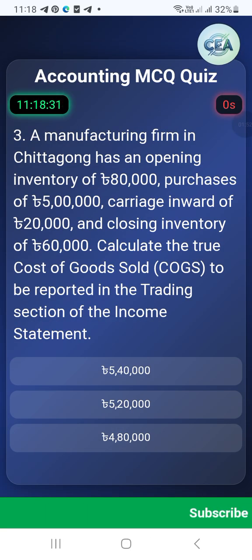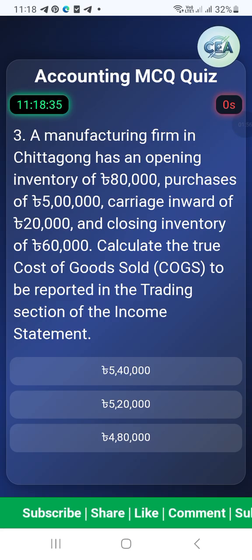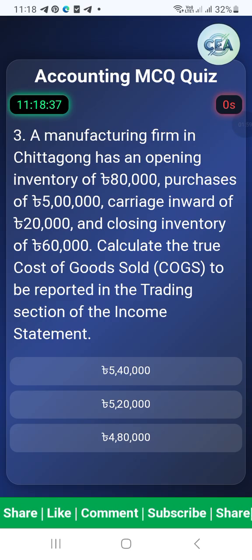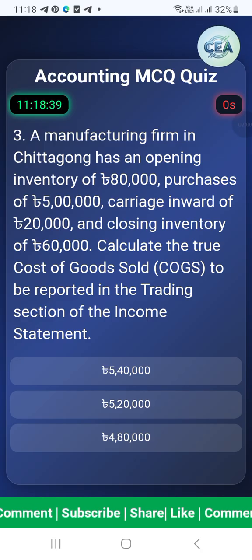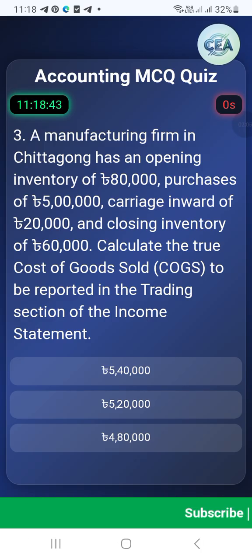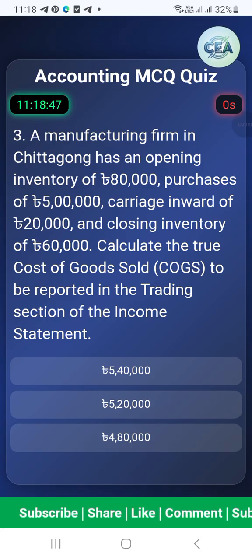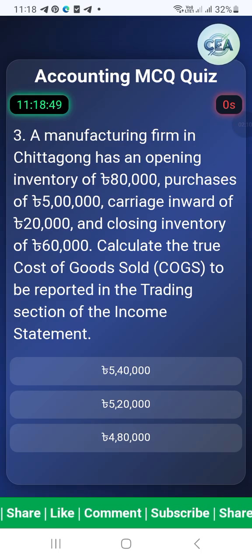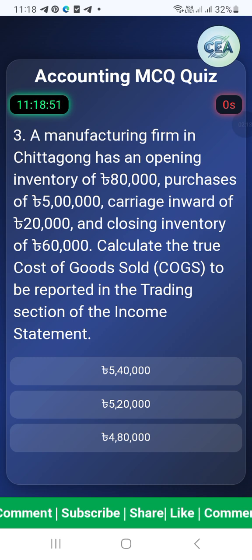3. A manufacturing firm in Chittagong has an opening inventory of 80,000 takas, purchases of 500,000 takas, carriage inward of 20,000 takas, and closing inventory of 60,000 takas. Calculate the true cost of goods sold (COGS) to be reported in the trading section of the income statement.